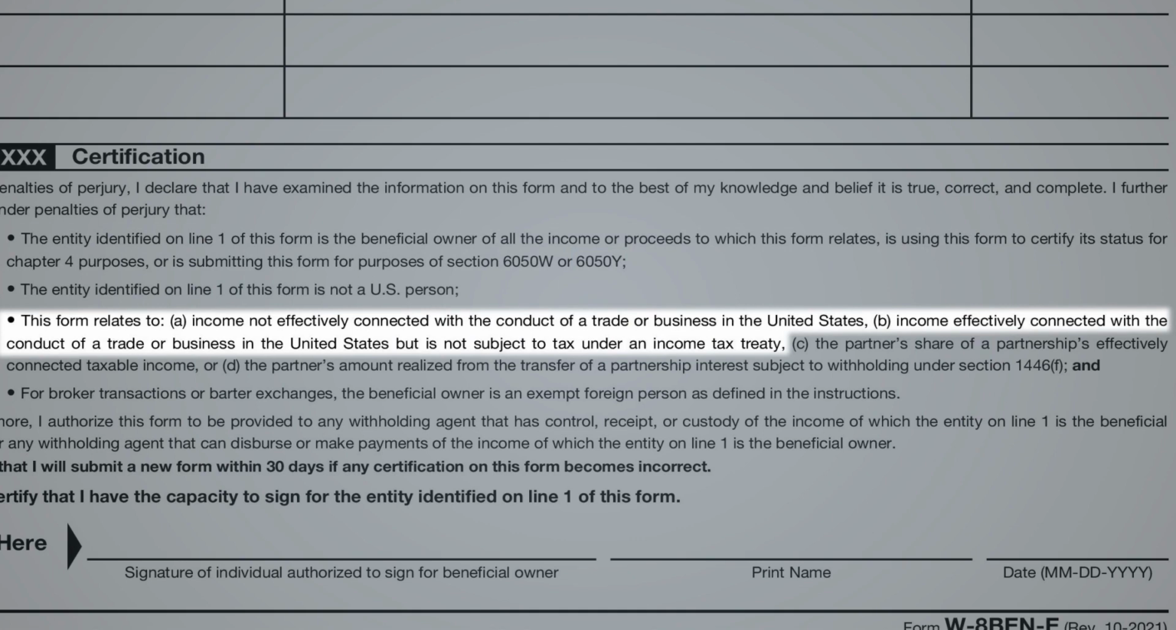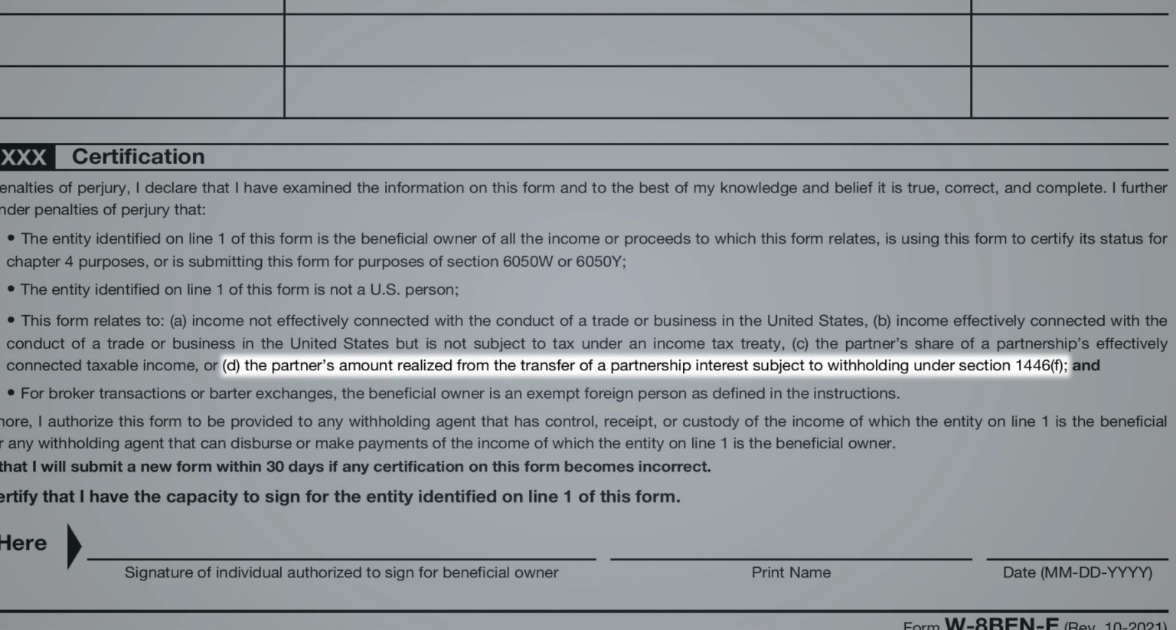Added clarifying language to A and B of the third certification that the form relates to income not effectively connected with the conduct of a trade or business in the United States, and income effectively connected with the conduct of a trade or business in the United States, but is not subject to tax under an income tax treaty. Added a new paragraph D to the third certification that the form relates to a partner's amount realized from a transfer of a partnership interest subject to withholding under Section 1446F. Now that's the face of the form covered.